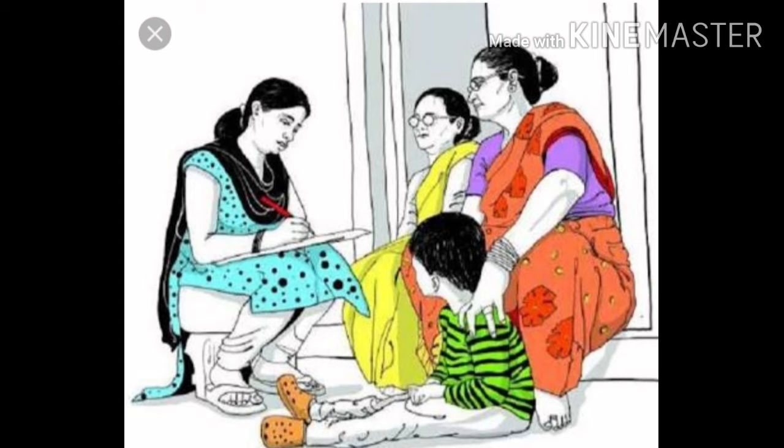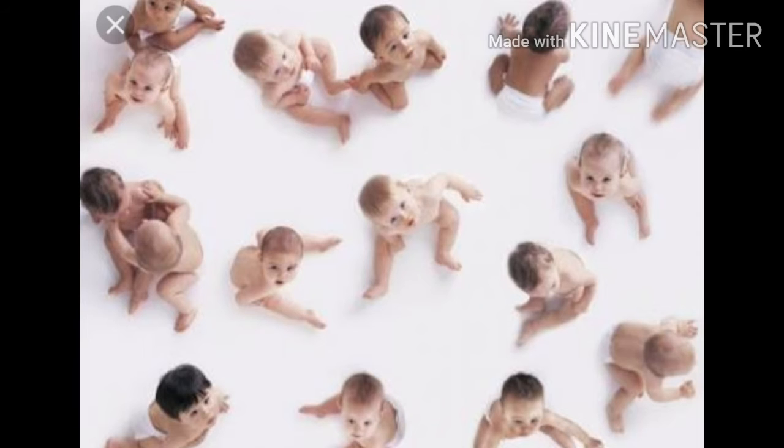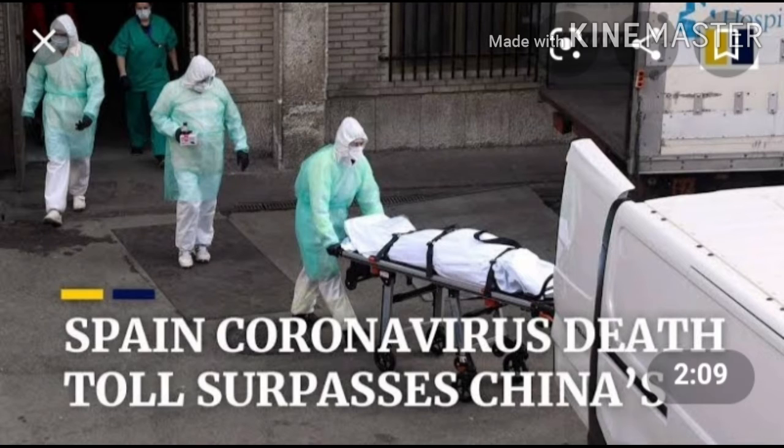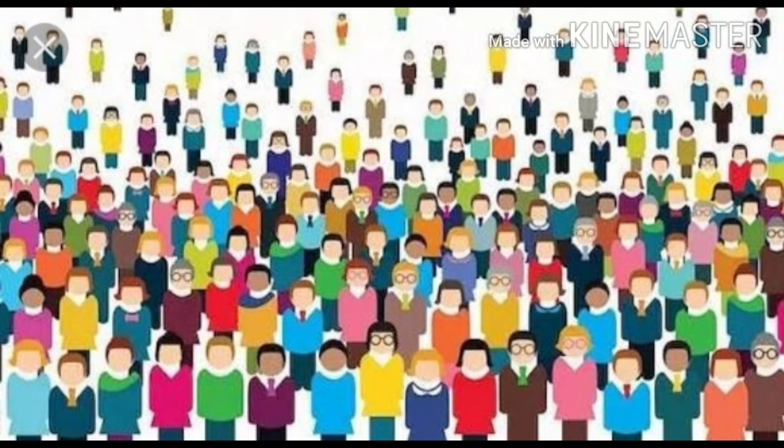Students, what is birth rate? Yes, the number of live births per 1000 people in a year is called the birth rate. Correct. Then students, what is death rate? Yes, the number of deaths per 1000 people in a year is called the death rate. The difference between the birth rate and death rate is called natural increase in population.